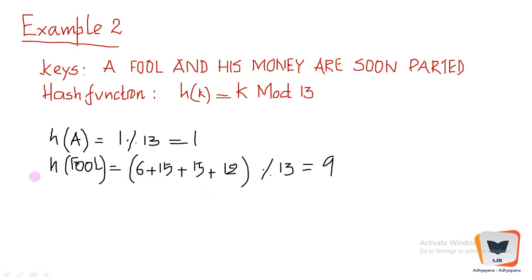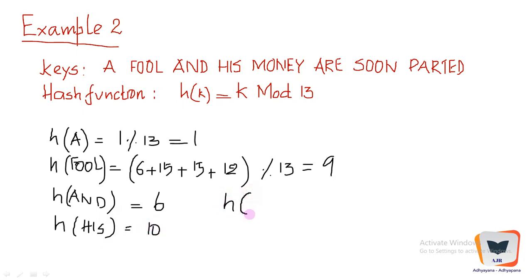Similarly, the hash value of AND happens to be 6. The hash value of his happens to be 10. The hash value of money should be calculated in a similar fashion: the ordinal value of m plus the ordinal value of o, n, e, plus the ordinal value of y, and money will go to cell number 7.